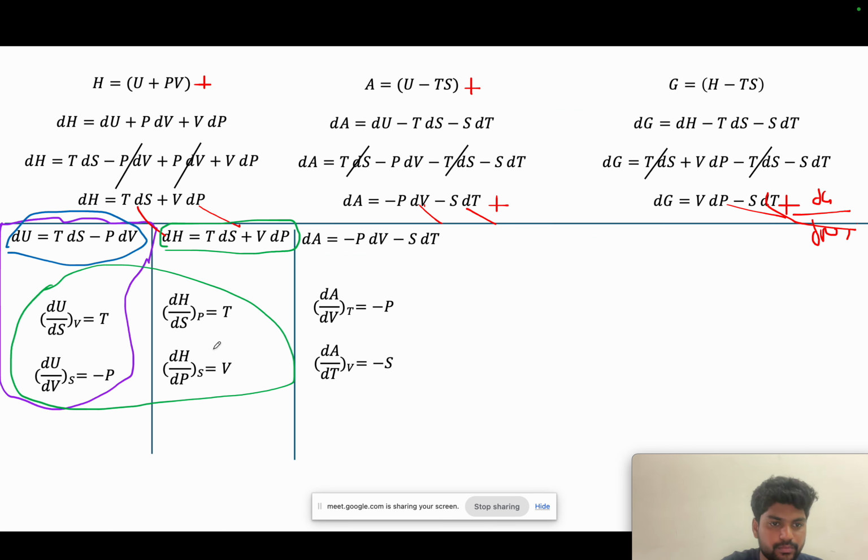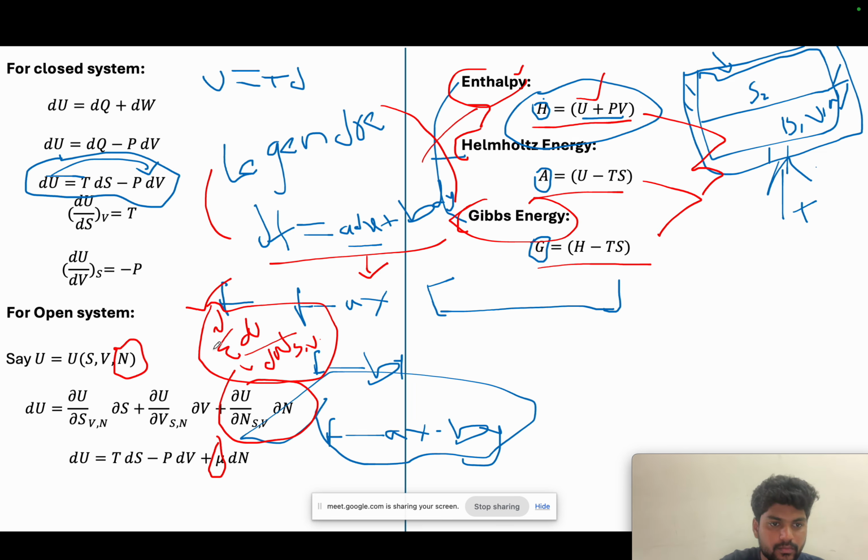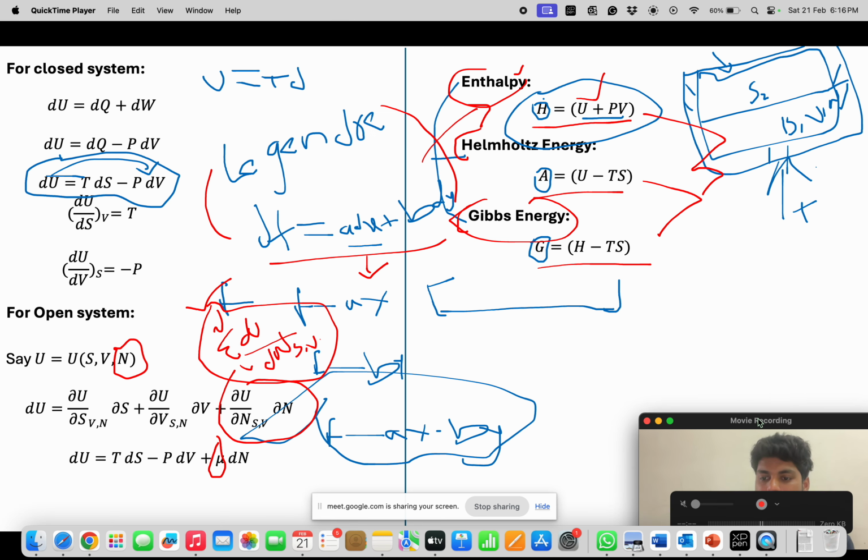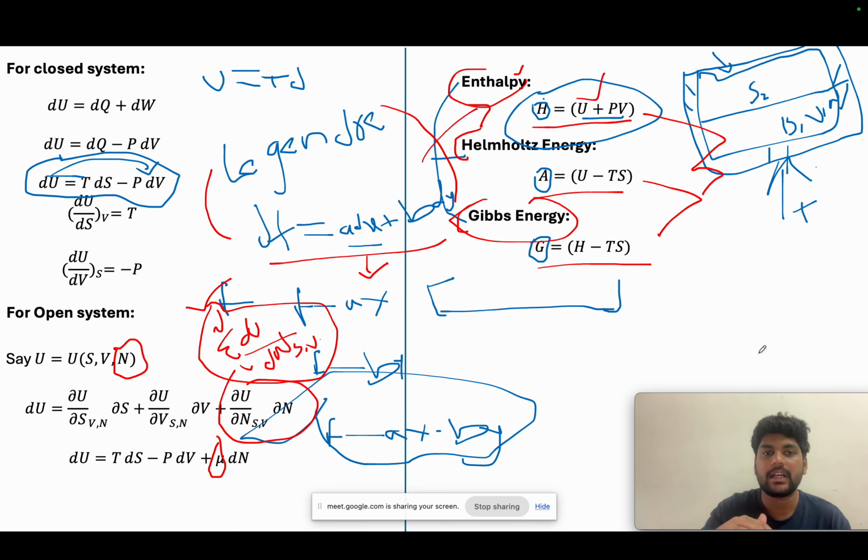So here, there is no term for the number of molecules. If you come to the open system, we have the number of molecules, as I said earlier, given in the container. Say we have two different types of molecules, for example two different types of gases: how much compression is happening and how much internal energy has been transferred. That's what we will discuss in the open and closed systems.